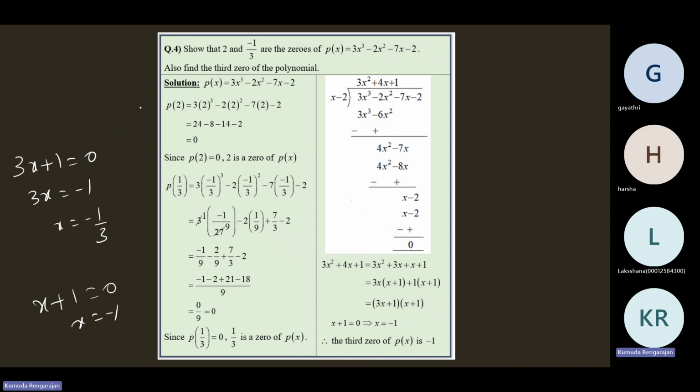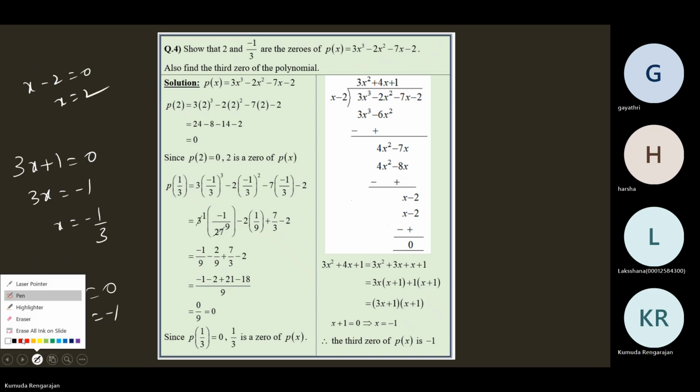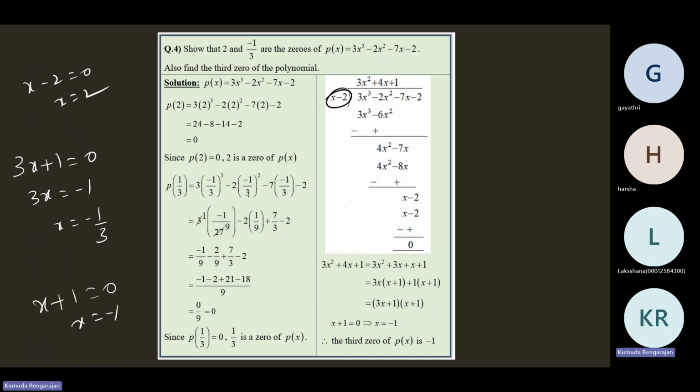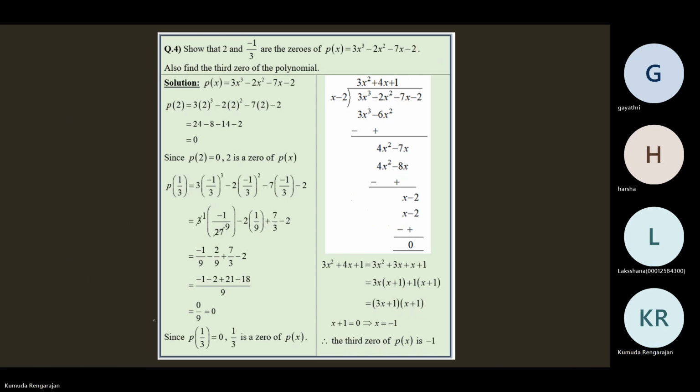See, the other 0 is here, x minus 2. X minus 2 is equal to 0, x is equal to 2. X is equal to 2, 0 is here. And from the 2 factors, when you equate this to 0, you get minus 1 by 3, that we already know. So equate this factor to 0. So you get a new 0, minus 1. So the third 0 of P of x is minus 1. So to find the third 0, you need to divide P of x by one of its factors. So we have divided by x minus 2.